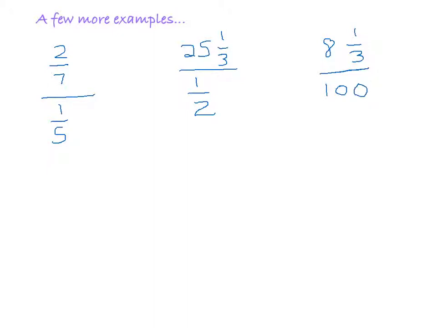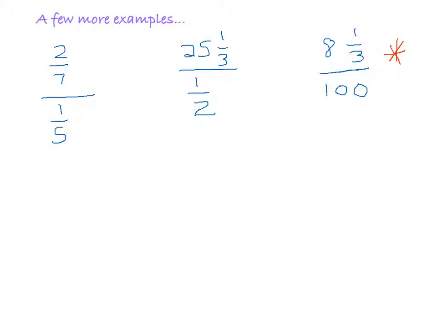Not too bad. Now, on this slide, we're going to look at a few more examples, and we only have a couple of slides left, so it isn't too much longer. We have 2/7 divided by 1/5, 25 1/3 divided by 1/2, and 8 1/3 divided by 100. Now, the interesting thing about this one over here on the far right is that this is actually the beginnings of how you could turn a decimal into a fraction really pretty easily.